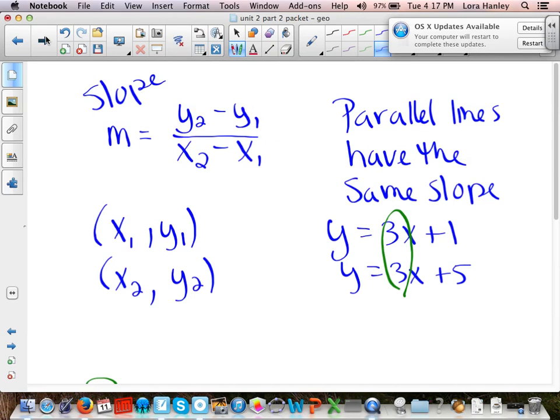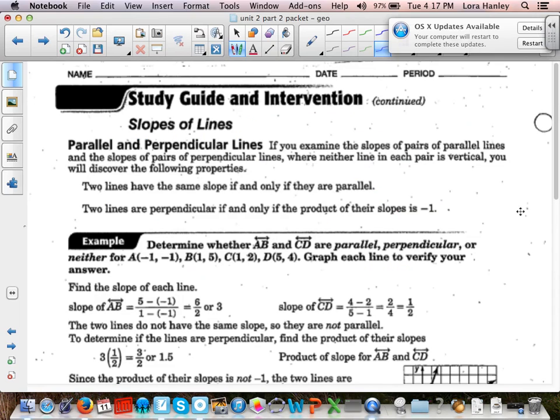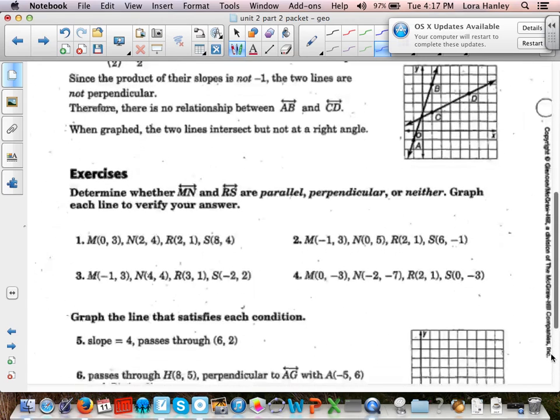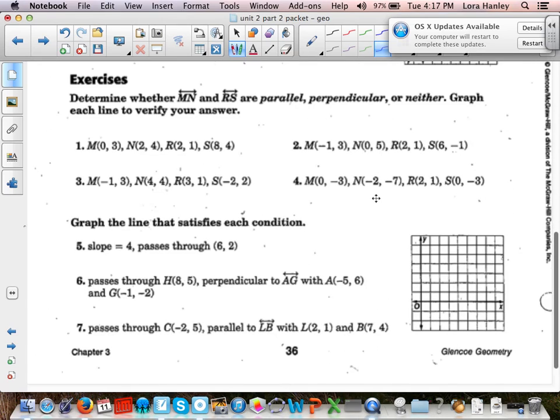If you flip to the second side of your study guide, we now want to use that information to determine whether lines are parallel, perpendicular, or neither. So if they're parallel, remember their slopes should be the same. If they're perpendicular, we should have opposite reciprocals. And if they're neither, if they're just two random lines, we won't see any relationship between them. It also asks you to graph each line to verify your answer. You do not need to do that.